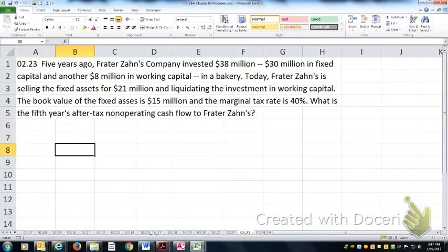All right, so let's look at what we got. The freighter company invested $38 million 5 years ago. And as they're wrapping this thing up, they're trying to figure out what the cash flow impact is. That $38 million was $30 million in fixed capital, fixed assets. They bought fixed assets. And $8 million in working capital. That's inventory and stuff. All right, today Freighters is selling the fixed asset for $21 million and liquidating the investment in working capital. That means that $8 million in working capital they're going to sell.